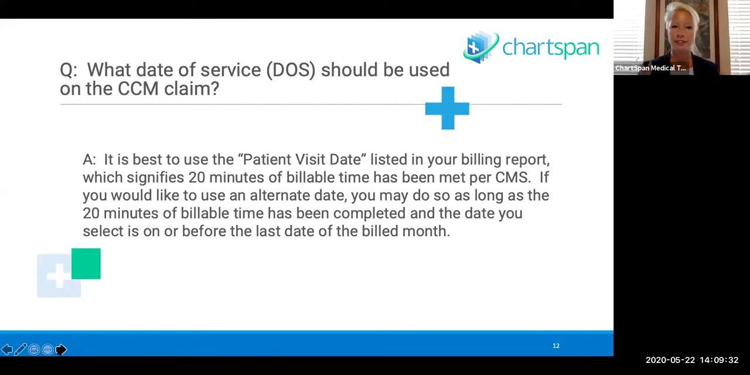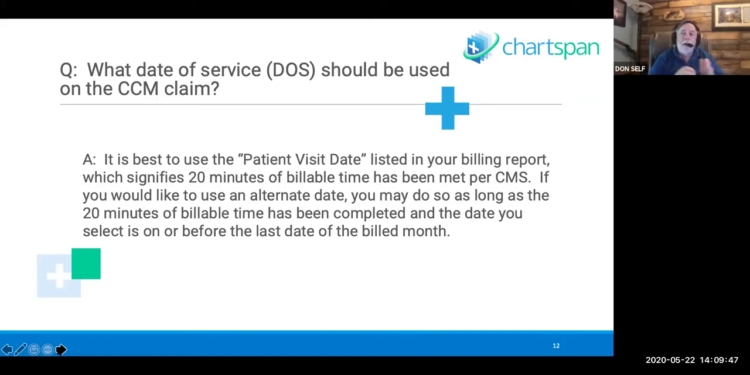What date of service? This is a good one too. We have different things that are happening at the practice. For example, if the patient was in to see the provider, or maybe they were in the hospital, what date of service is best to use for a CCM claim? I know some offices, as soon as they've hit the 20 minutes, they file the claims. And to me, that is a nightmare to the billing person.